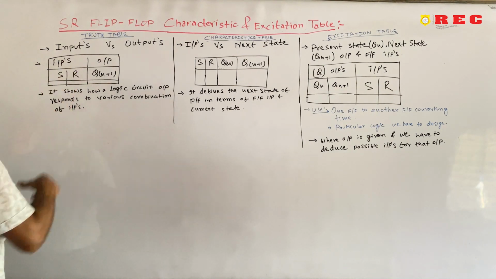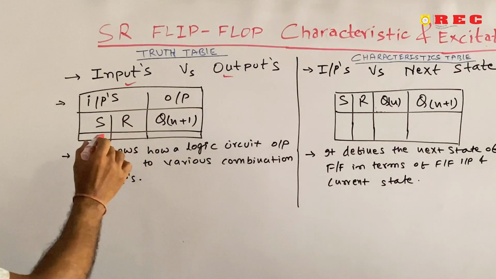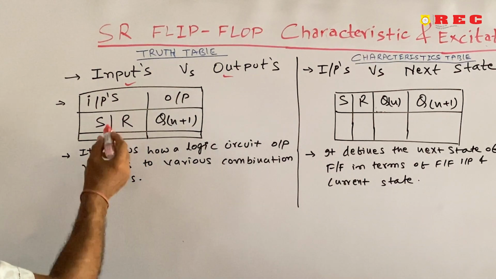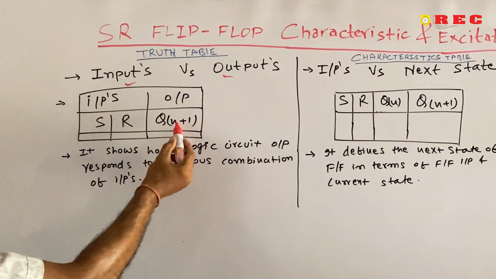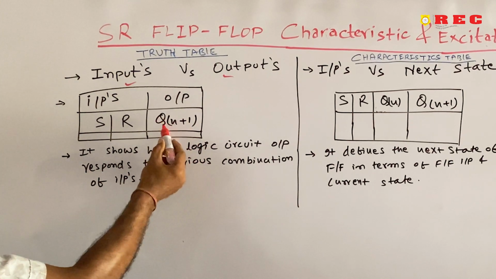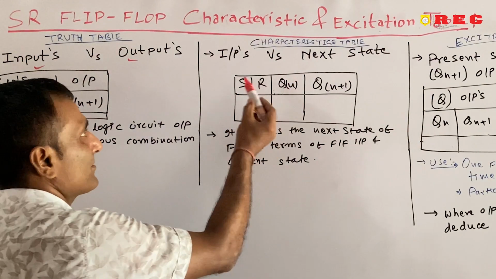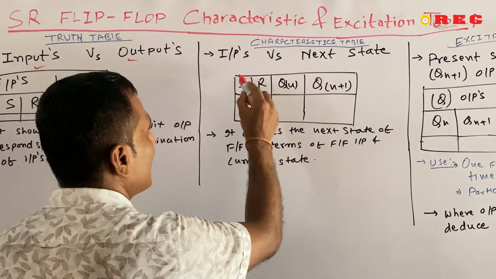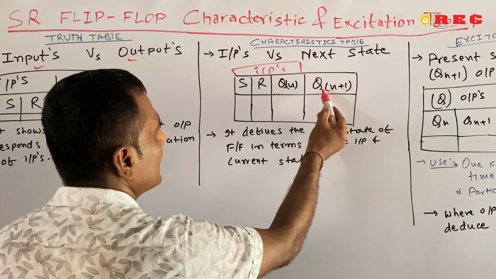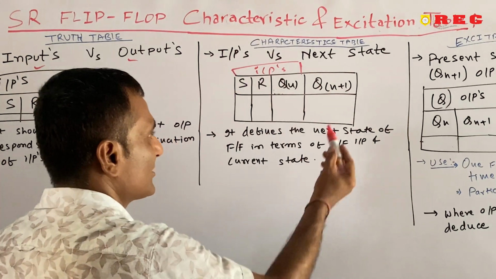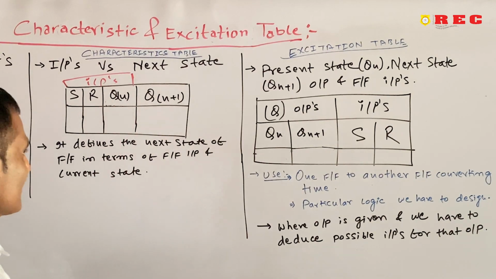In truth table, input versus output, whatever the input is there. Suppose if you take the SR flip flop, in that you will see S and R are the inputs and the output is the next state, which is written by Qn plus 1. Same in the characteristics table, what happened? Input versus the next state. These are the inputs and this is the next state, that is Qn plus 1. So, these are the differences between the truth table and characteristics table.